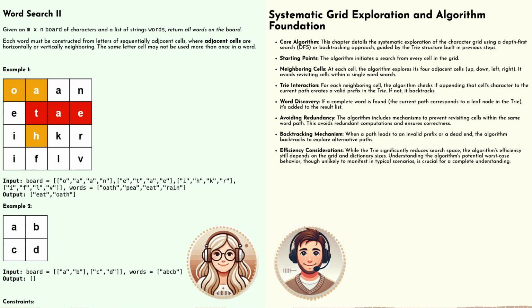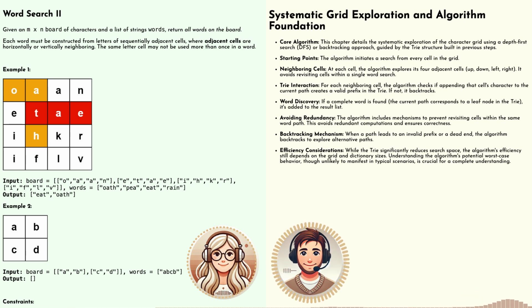This is making a lot of sense. We're combining the power of the trie with a structured approach, backtracking, to efficiently navigate that grid. That's the idea. Working smarter, not harder, to find all those hidden words. I'm already starting to see how this approach transforms what seems like an overwhelming problem into something much more manageable.